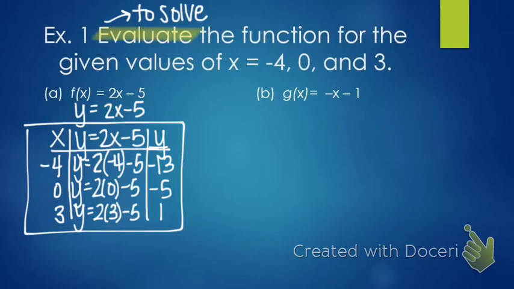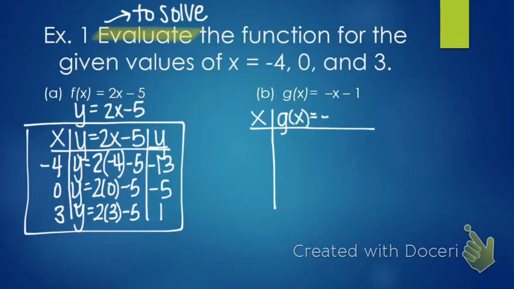Now look at letter B. We're going to do the same thing again, but this time I want you to leave it as g of x. Because remember, g of x and y are interchangeable. They're the same thing. They do not change the problem. So let's create our x and y chart. And we're going to keep the function g of x equals.